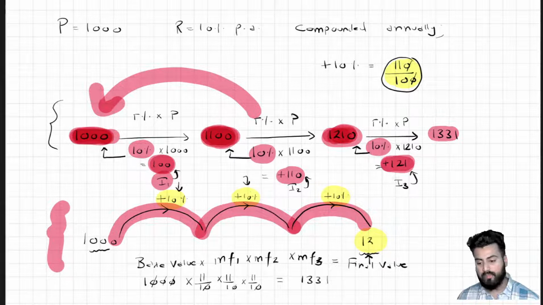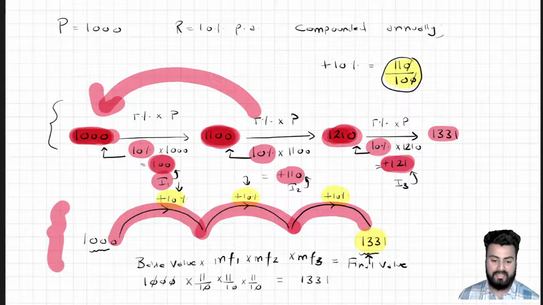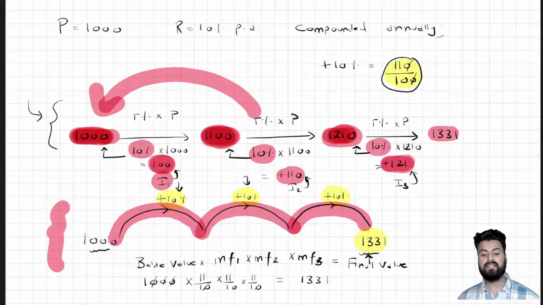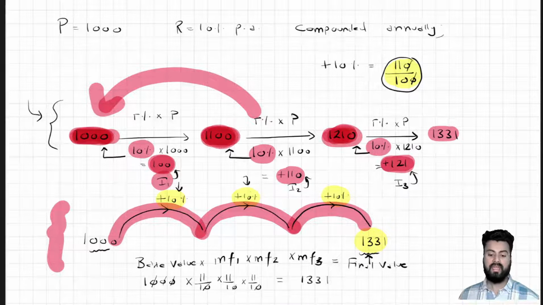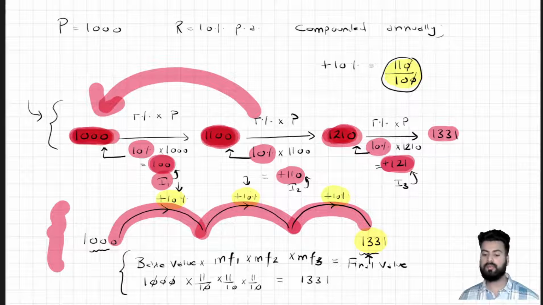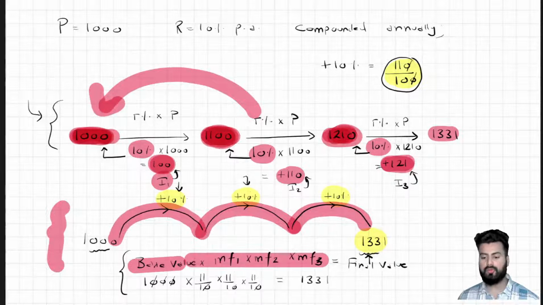So what is the value at this point? It is 1331. Can you see that without indulging in any table, I can answer my question once I realize that compound interest is an application of successive percentage change. And this is the approach which I was talking about. So from now on, whenever I get a question on compound interest, I try solving it using the concept of successive percentage change.